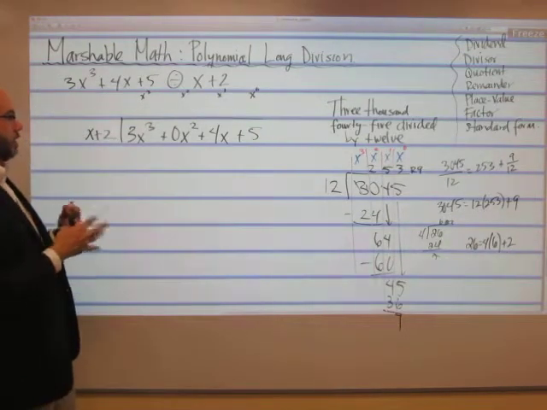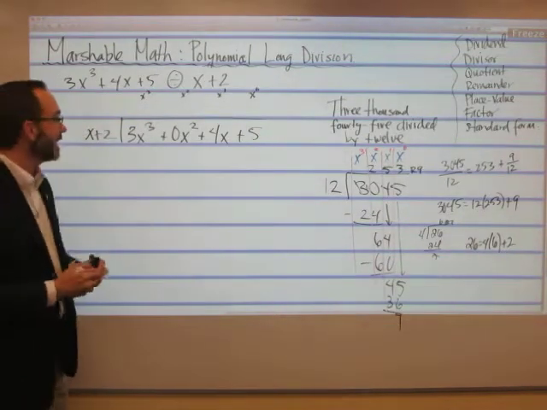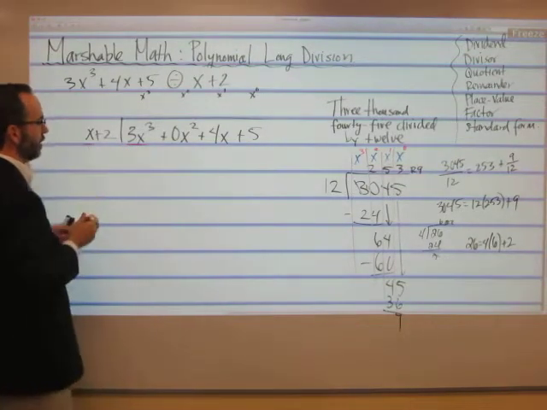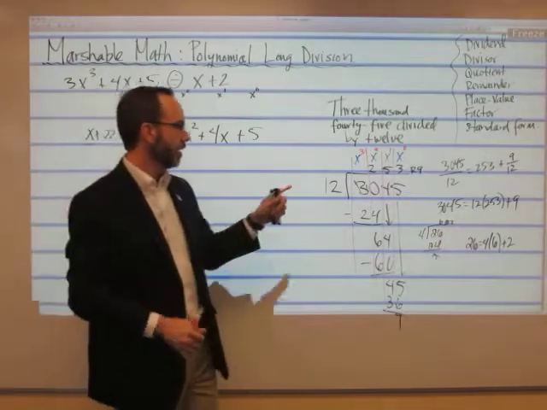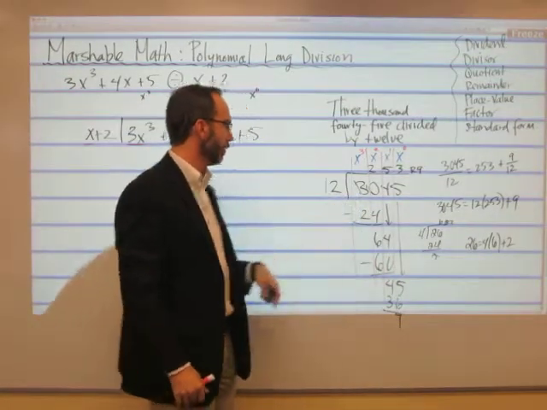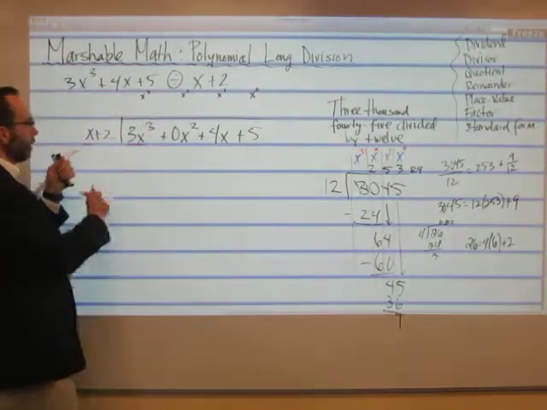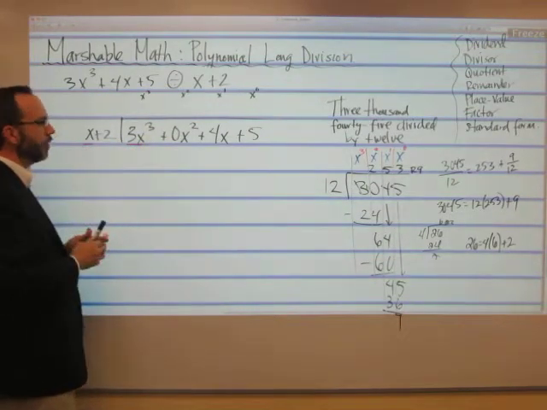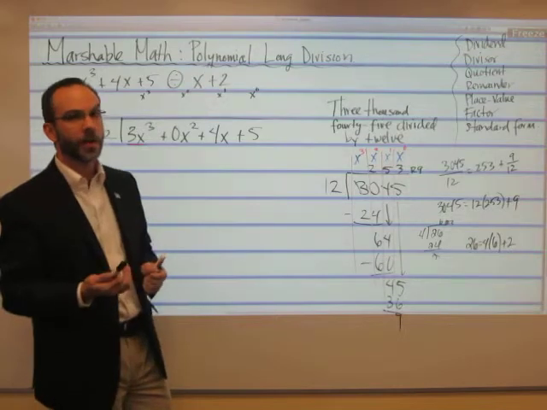Okay. Now what? It's actually a little easier because all I'm going to do is look at the first elements right here and right there. Okay? This question said, how many times does 12 go into 30 without going over? This question says, what do I multiply x by to get 3x cubed? Would that not be 3x squared, right?